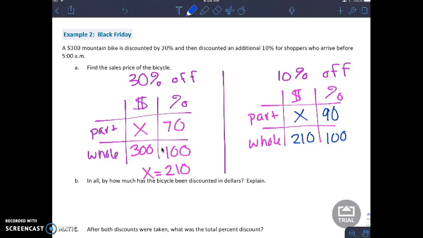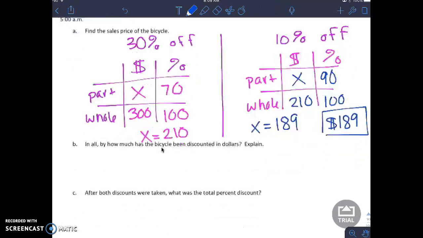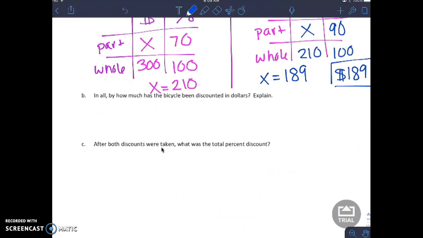All right, hopefully you are back, and X should be equal to $189. So I'm going to write that as my final answer, that the mountain bike costs $189 on sale. For B, you're just finding the difference between the original cost and the new cost. Go ahead and pause and find that. All right, 300 minus 189 gives us a difference of $111.